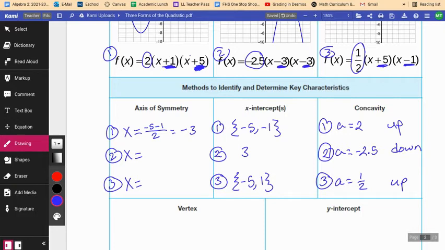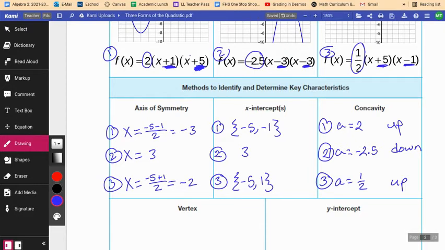Since there's only one intercept for number 2, then that's my axis of symmetry. And then for number 3, again, I find the average, this time -5 with a +1. So that gives me -4 divided by 2, which gives me -2.